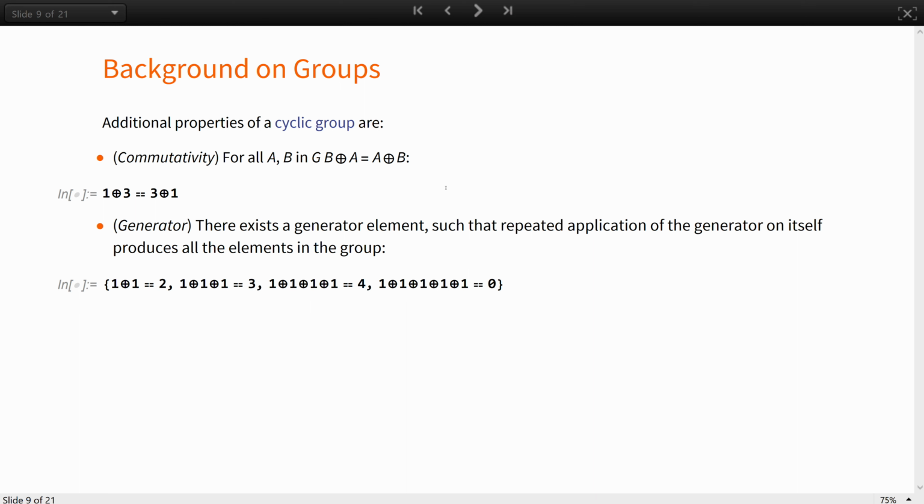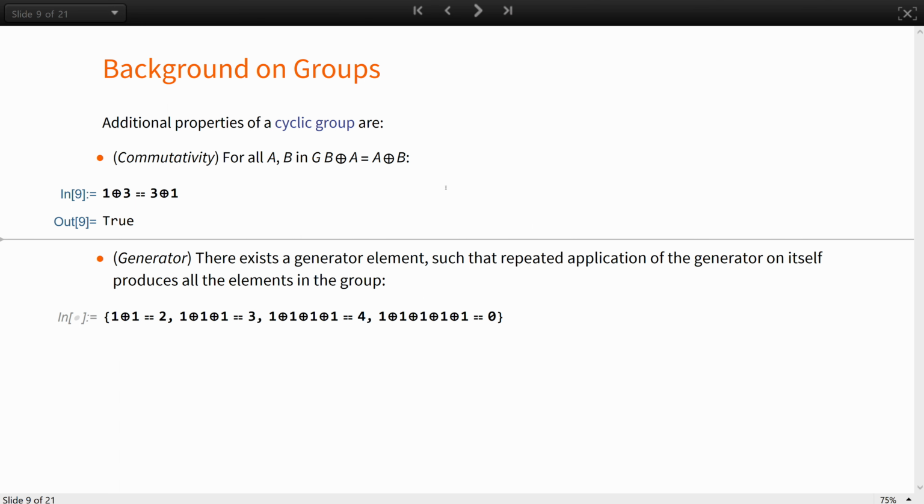Additional properties that make a group a cyclic group are commutativity, that is, for all A and B elements of G, A plus B is the same as B plus A. That is, adding 1 to 3 modulo 5 is the same as adding 3 to 1, and so on for any element of G.